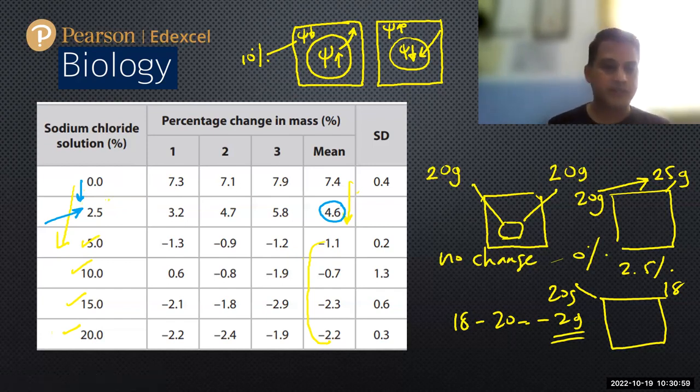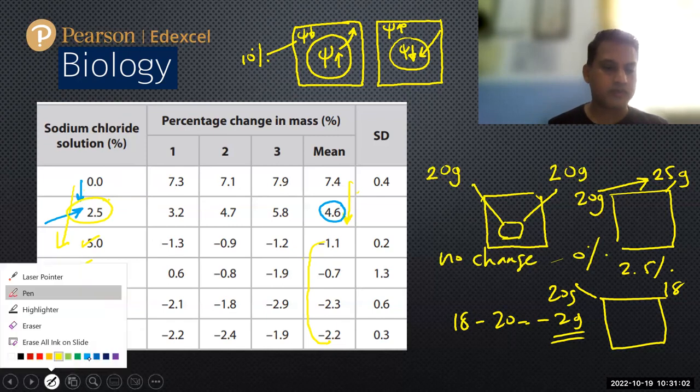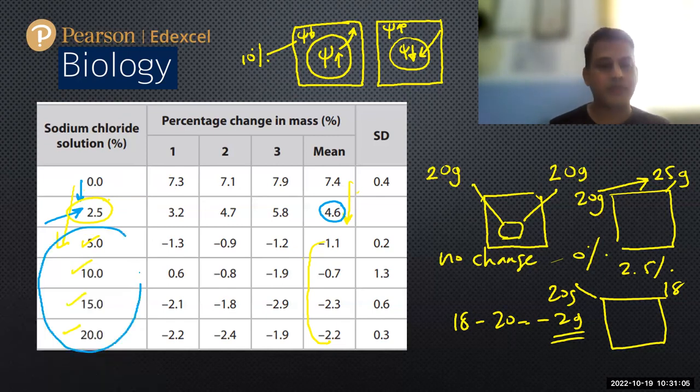So for this one, first we describe the result and we give justification. Example: at 2.5%, the mass increased by 4.6. This is because by osmosis, water moves into the onion. At 5 to 20% concentration, the percentage decreased. This is because outside the water potential is less, so water moves out by osmosis. So we can take this as 2 points.